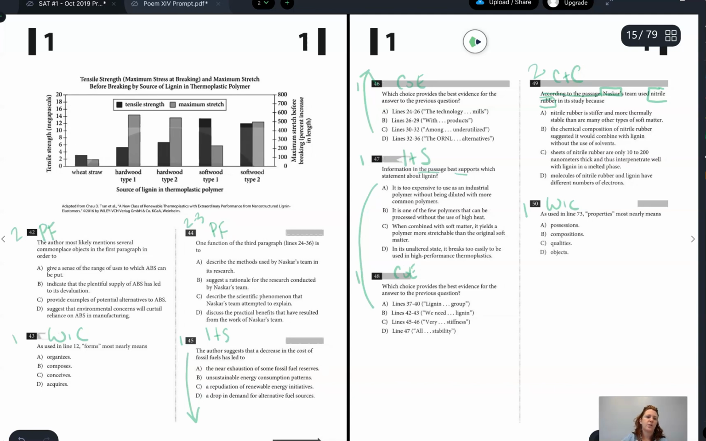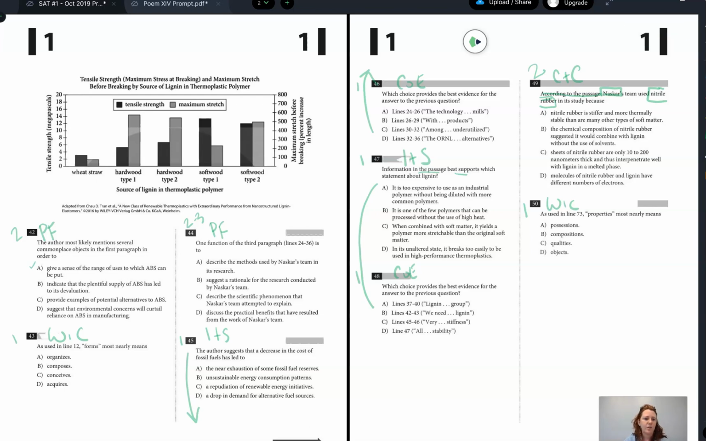Okay, so purpose function. The author most likely mentions several commonplace objects in the first paragraph in order to. So we talked about versatility, and A says give a sense of the range of uses. So that's like versatility, that ABS, that rubber can be used. So possibly, I'm going to check it.